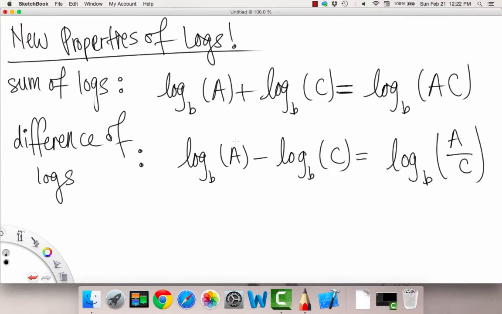The reasoning behind this is basically that the difference of logs property is just a rephrasing of the sum of logs. It's a specific case.